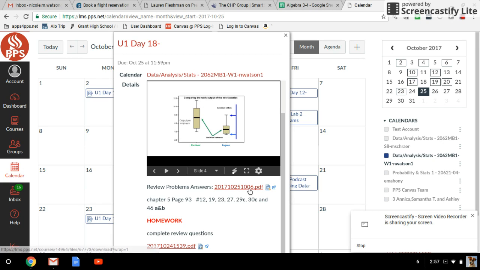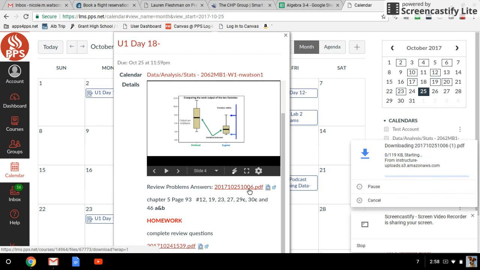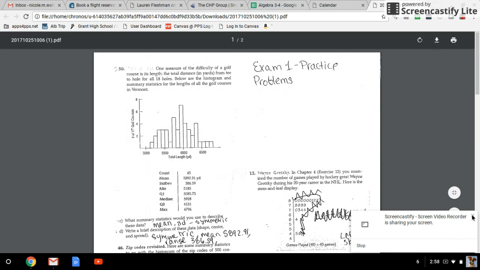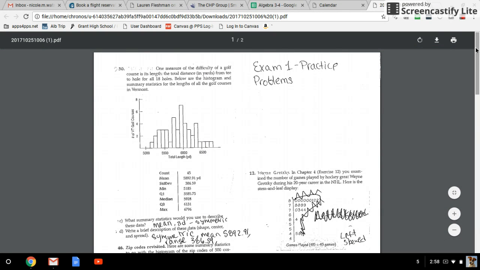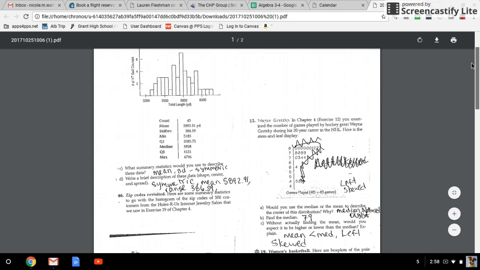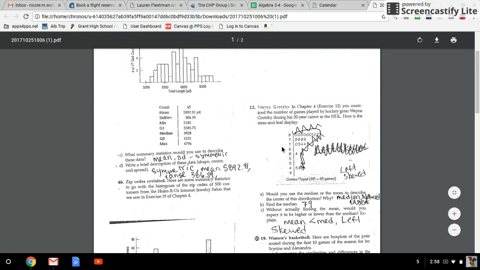I gave you that piece of paper, and I have them written right here. But I did not give you an actual explanation, so I thought that might be helpful. Okay? So the first problem talks about Wayne Gretzky and his hockey playing games. And it said, would you use the median or the mean to describe the center?